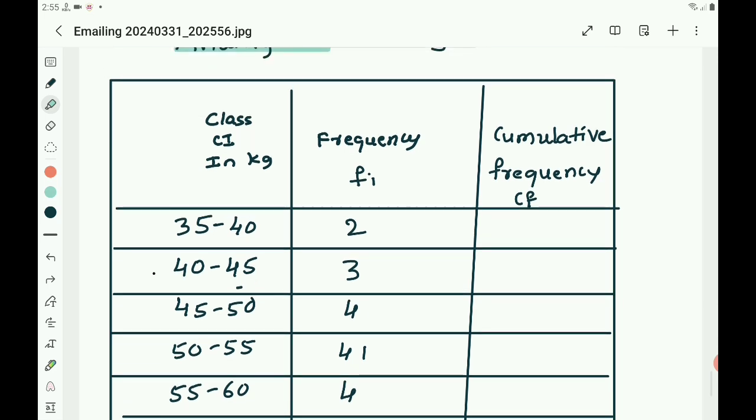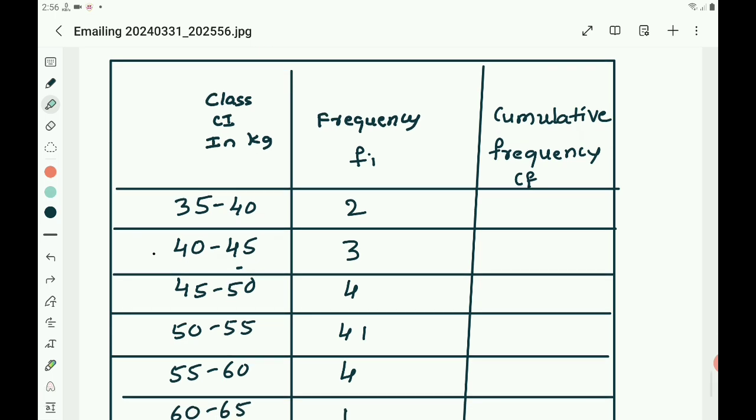To find the median, one more column is required. What is that column? Cumulative frequency, that is denoted as CF. That is the third column to find the median. What is cumulative frequency? Here it adds up the previous class. So for the first one, you must write 2 only. That is, for 35 to 40, the cumulative frequency is 2. And next, cumulative frequency means 35 to 45. That cumulative frequency adds this 3.